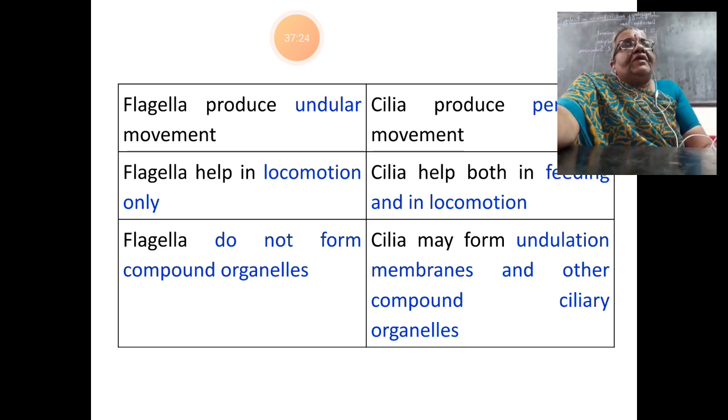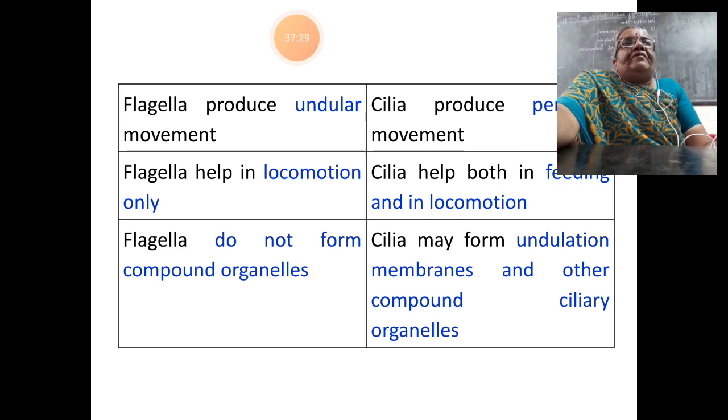Dear students, till now I have tried to present before you a brief account of different types of locomotory organelles that you see in protozoans. Okay.